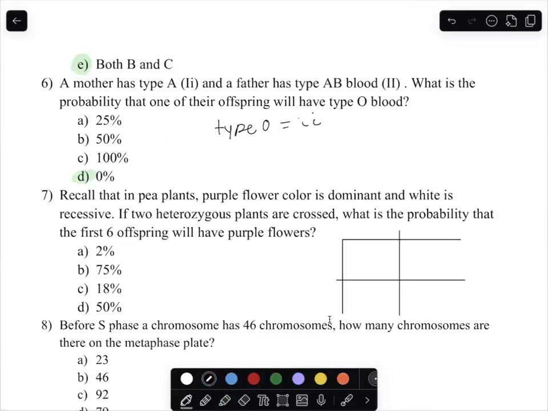In pea plants, purple is dominant to white, white is recessive. Two heterozygous plants are crossed. What is the probability that their first six offspring will have purple flowers? So two heterozygotes. I'll do big P, little p.